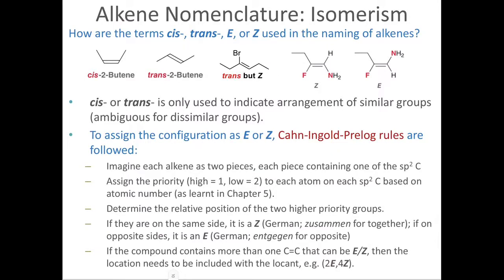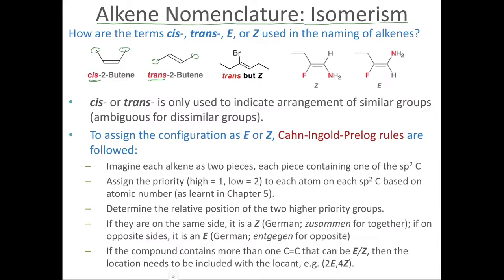Hello, I am going to talk about the naming of alkenes with respect to isomerism. Now, we already know how to use the cis and trans notation based on the alignment of similar groups across the double bond. So if we have similar groups, like in this case methyl groups on the same side, we use the cis. If you have those methyl groups on opposite sides, we use the trans.